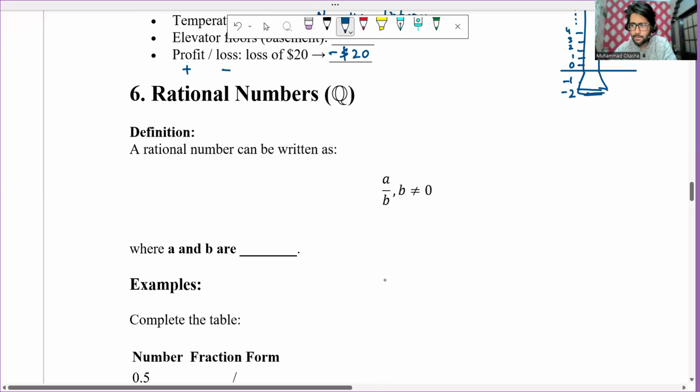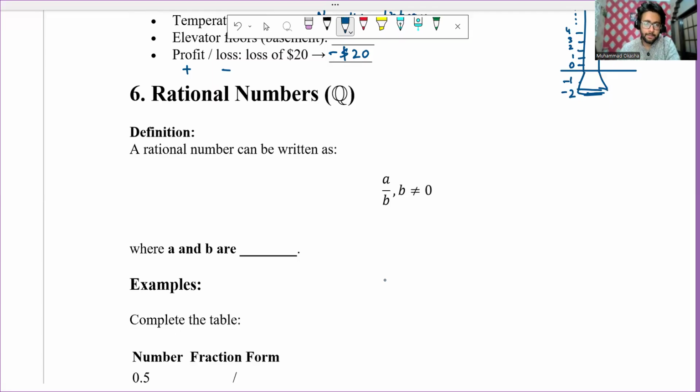I think we talked about this in the class as well. Having a zero in the denominator is a disaster. You cannot have a zero in the denominator, because it's one of the danger zones in mathematics. And then the second condition is that the top and the bottom should be integers.